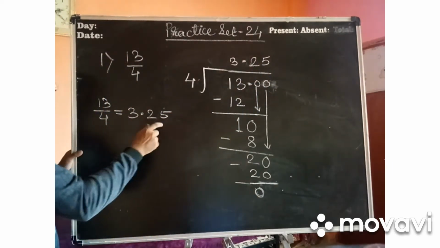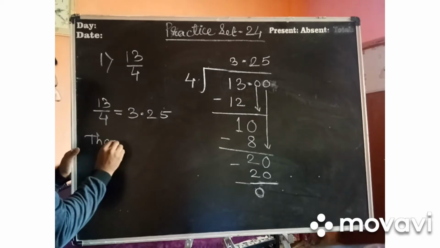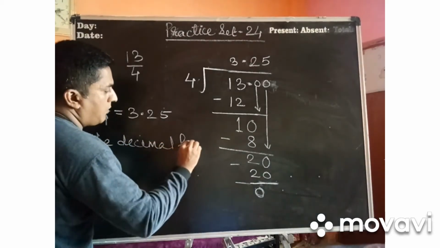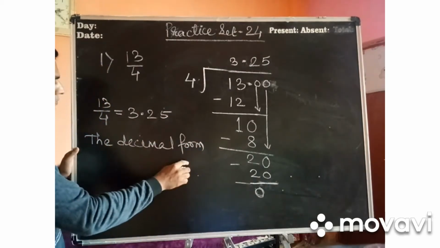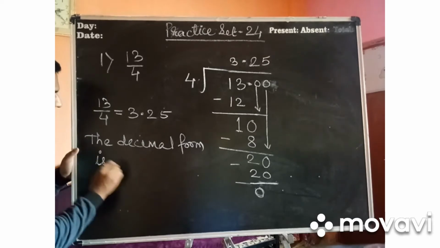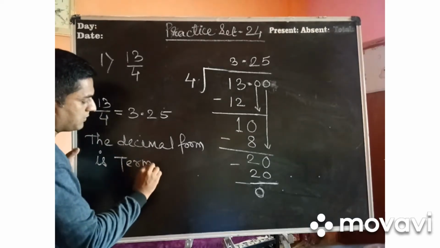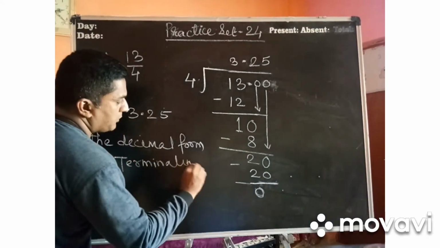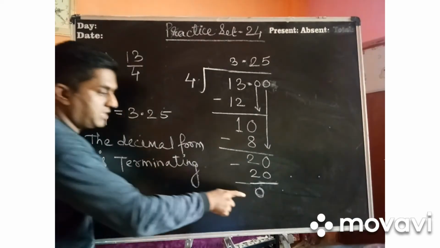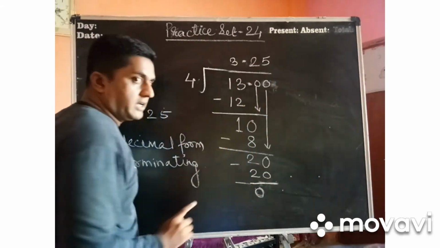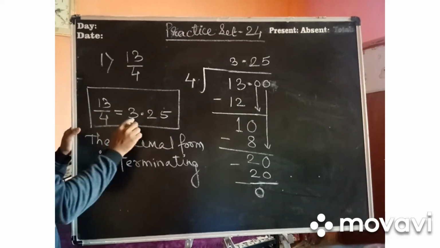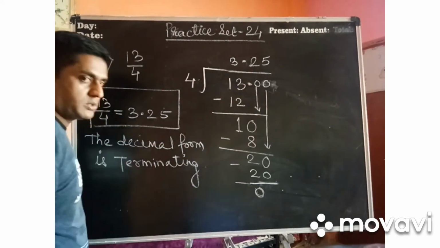Then you can call that the decimal form, 3.25. Okay, now it is terminating. What is the meaning of terminating? Terminating means to end. See here, 0 has come, it has ended. So this is your answer. For the first sum, your answer is 3.25 after this big solution.